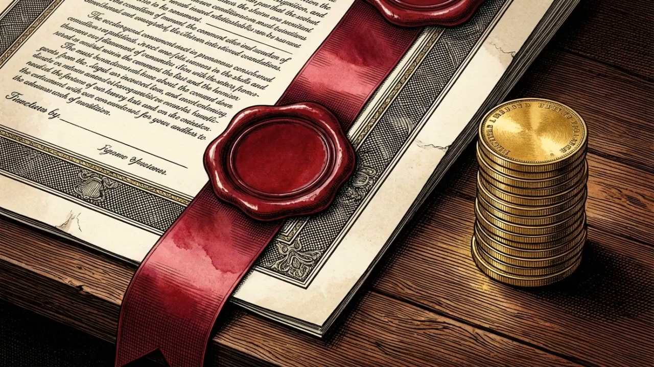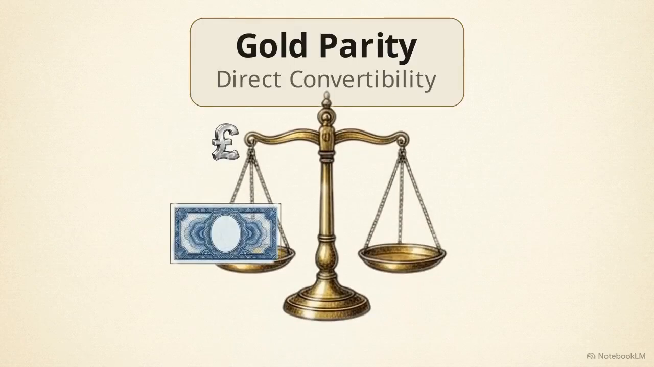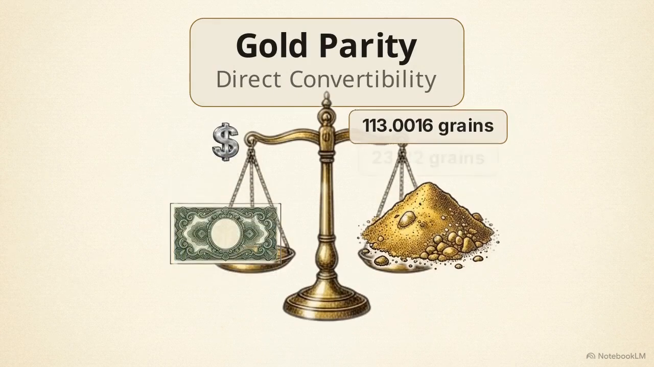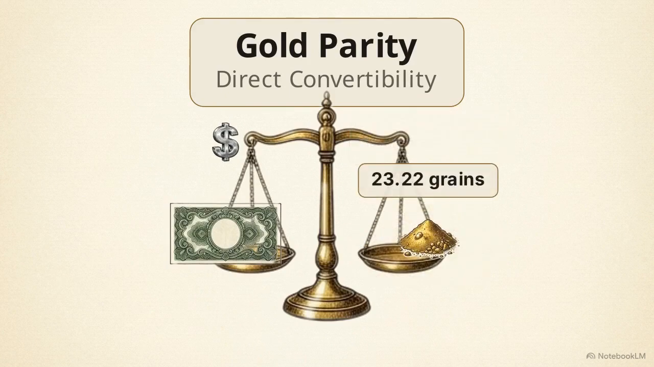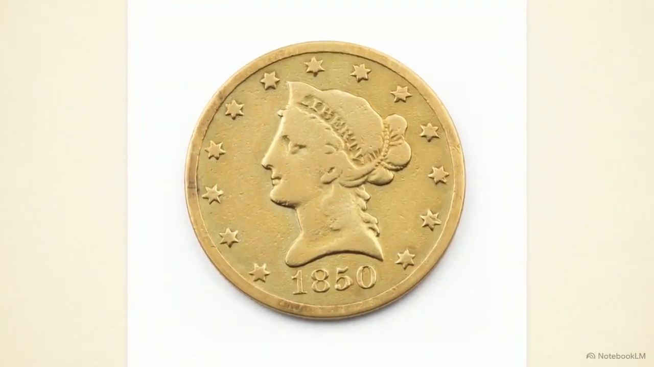To stabilize national currency, governments introduced direct convertibility, a legal guarantee that paper money represents a fixed weight of gold. This illustrates the classical gold standard. The British government legally mandated that £1 sterling equaled exactly 113.0016 grains of pure gold. The United States defined the dollar differently, representing a smaller weight, 23.22 grains of gold. This weight-to-currency ratio is known as gold parity.